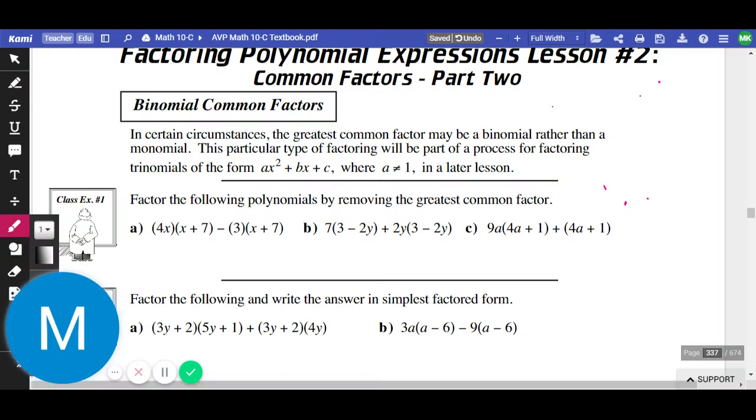Today we're going to do something called the grouping method, but we're going to build our way up to the grouping method.